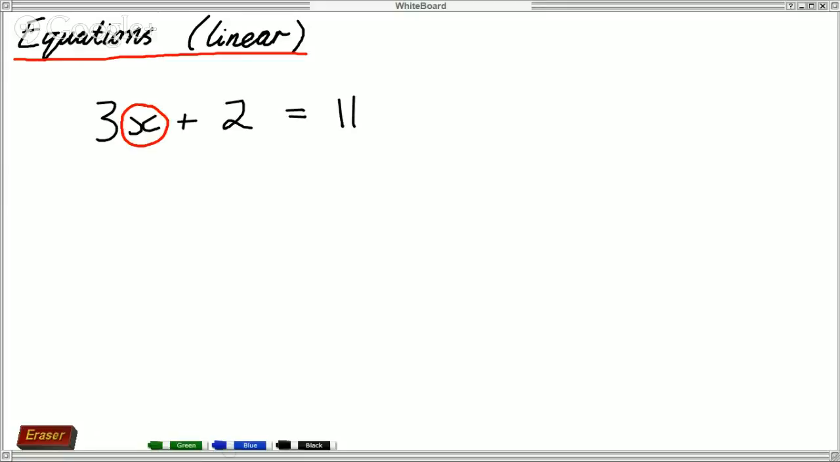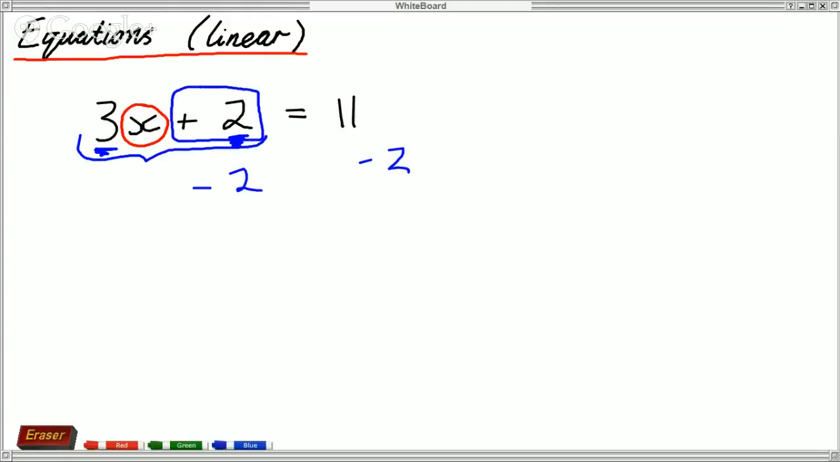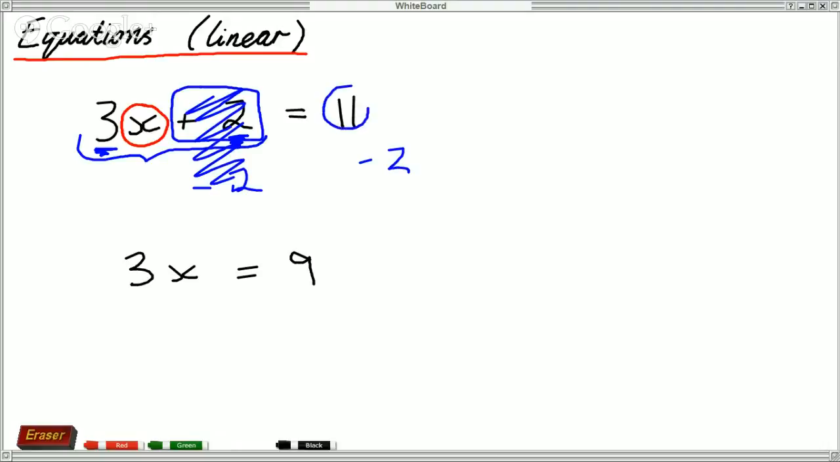So let's have a look at the stuff that's happening to x. What is happening to x here? Okay, well, we have a times 3 happening to x and a plus 2 happening to x. So the opposite of a plus 2 is a minus 2. So I will minus 2 from both sides. Okay, and if I do that, my next line will say 3x equals 9, because the plus 2 and the minus 2 cancelled out. We did the opposite and they cancelled each other out. And we no longer have 11 over on the right-hand side. We minus 2, so now we have 9. Okay, so that's the first step done.